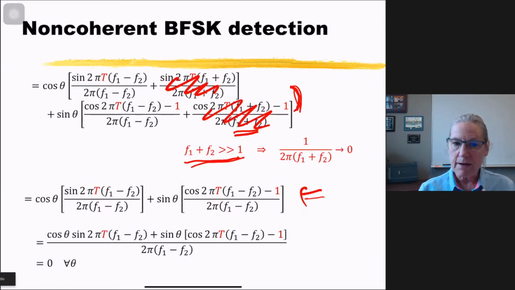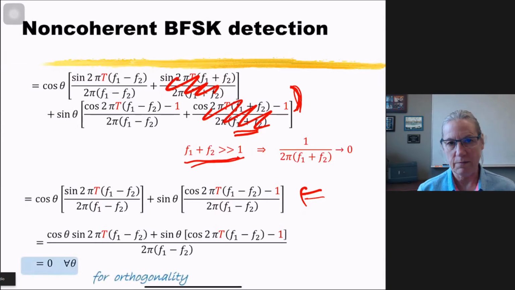So now they have the same denominator, so I can combine denominators, and let's concentrate on the numerator because it's the same denominator. I want it to be equal to 0. And I want that to be 0 for all theta, because for non-coherent detection, I don't know what theta is. So I want it to be true for all of them. So now my question is, how can I force the numerator to be 0 no matter what the value of theta?